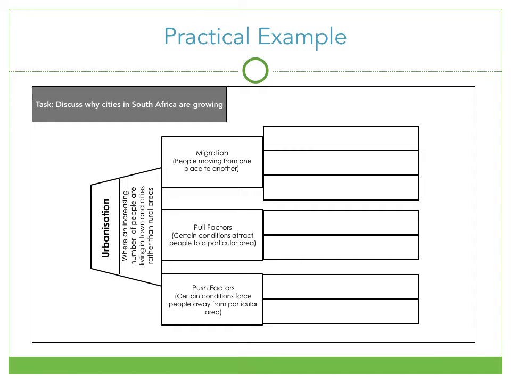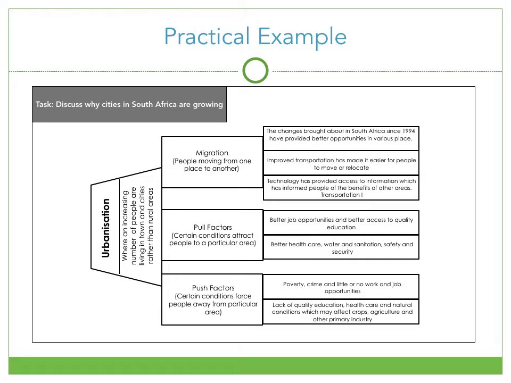Next, they need to justify why they've chosen migration, pull factors, and push factors as their reasons for urbanisation. So for migration, it could be that the changes brought around in South Africa from 1994 has provided better opportunities in various places. An example of a pull factor could be that there's better healthcare, water and sanitation, safety and security for people. And an example of a push factor could be that the poverty, crime, and little or no job opportunities has really pushed people to move from rural areas into towns.